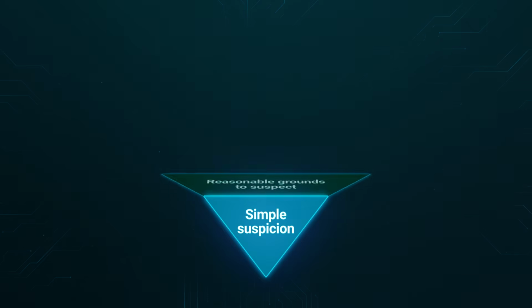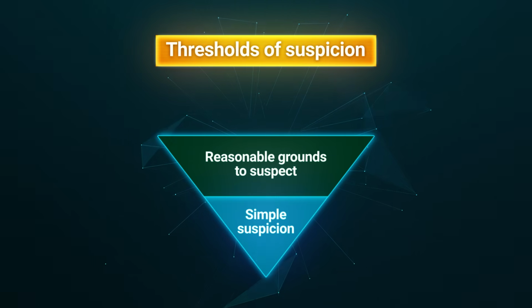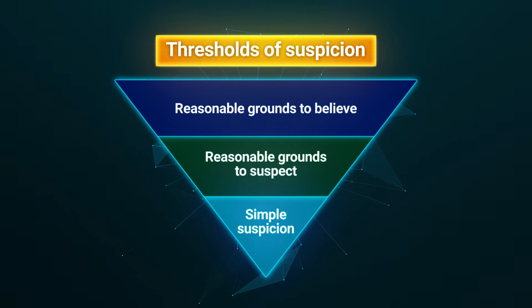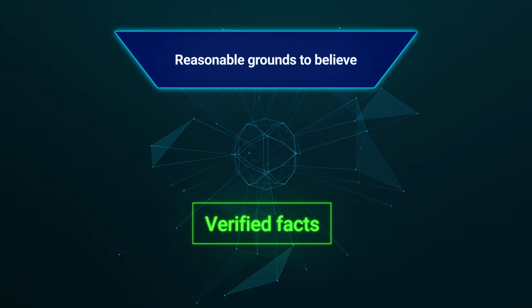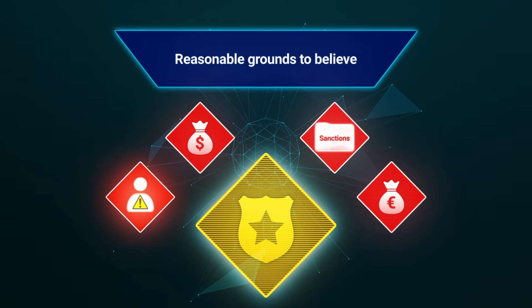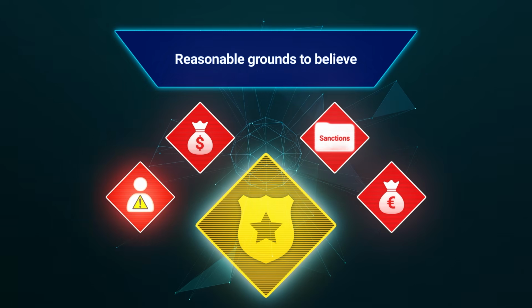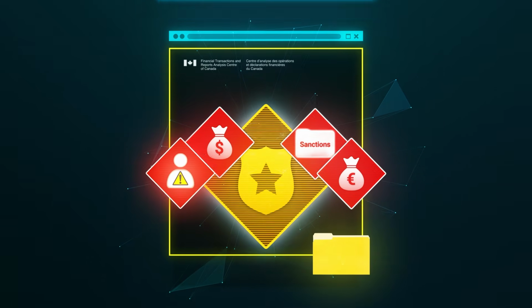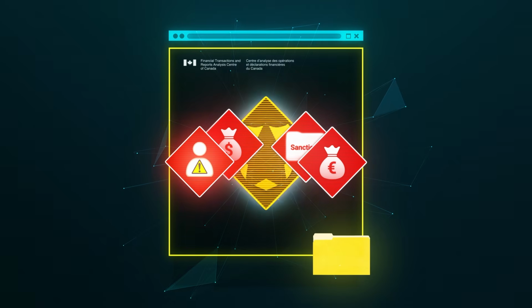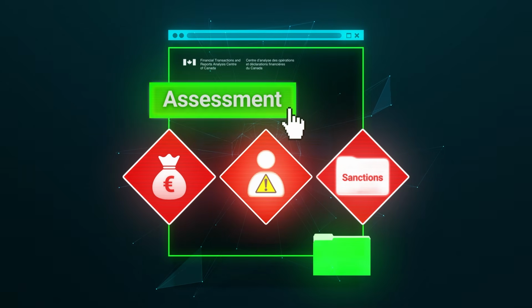Beyond simple suspicion and reasonable grounds to suspect, there is a higher threshold. It is called reasonable grounds to believe. This is when there are verified facts that support the probability that an offense has occurred. This can occur when you become aware that law enforcement has reached reasonable grounds to believe that a money laundering, terrorist financing, or sanctions evasion offense has occurred. If this is the case, you have surpassed the threshold to submit a suspicious transaction report and must begin an assessment of the related transactions.